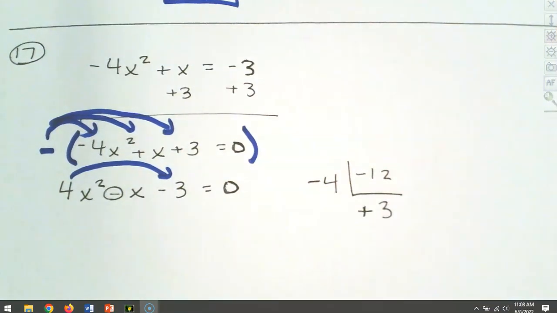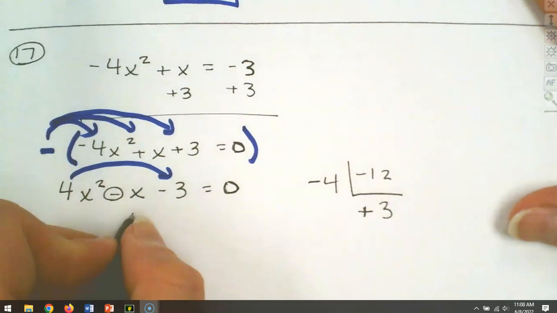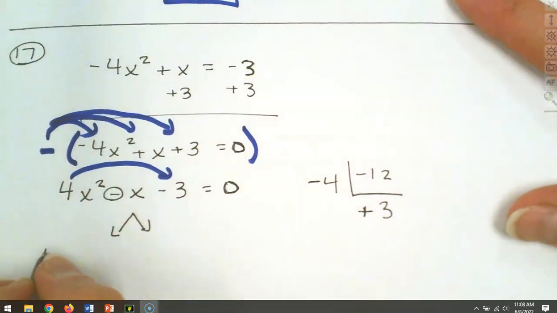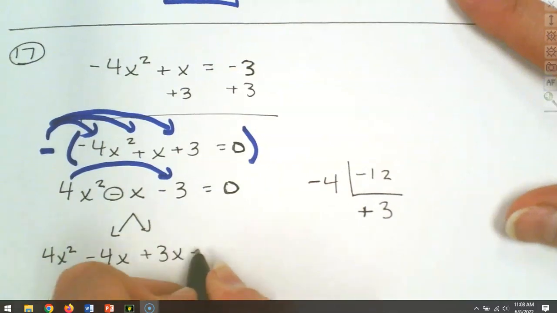Is everyone okay with these so far? Now we can't just jump to our factors. We have to split the middle up and factor by grouping. So 4x squared, we've got a minus 4x. We've got a 3x, and we've got a minus 3.